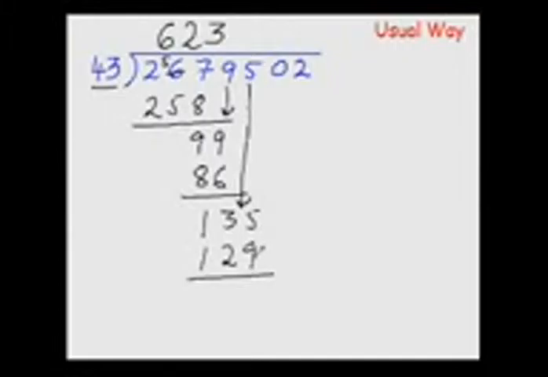Now 9 cannot be subtracted from 5, so borrow 1 from here, so this will become 2 and this will become 15. 15 minus 9 is how much? 6, and 12 minus 12 is nothing, 0. Now drop this 0 down. So this becomes 60, and once again the same thing. 4 how many times will go into 6? 1 time, so put 1 here, and 1 three is 3, and 1 four is 4.